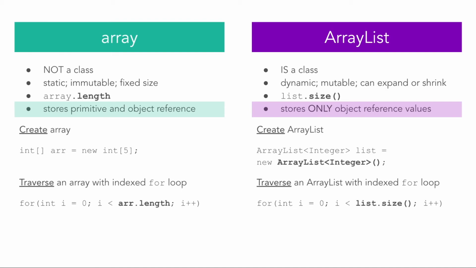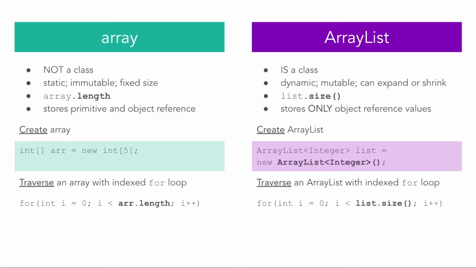An array can store both primitive and object reference elements. An array list can only store object reference values. To create an array, you need to define the data type, followed by the array name, and the size of the array. To construct an empty array list, you need to call the ArrayList class, followed by the data type of the elements you wish to store.